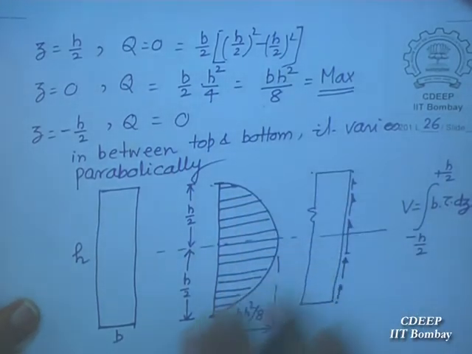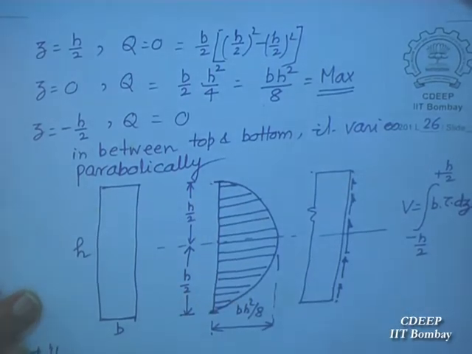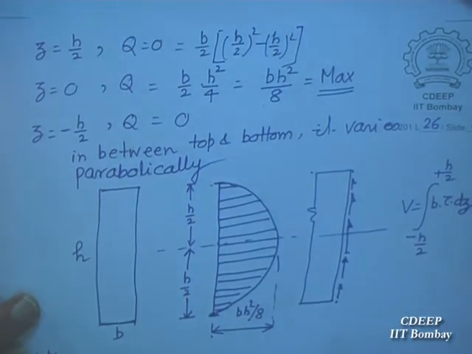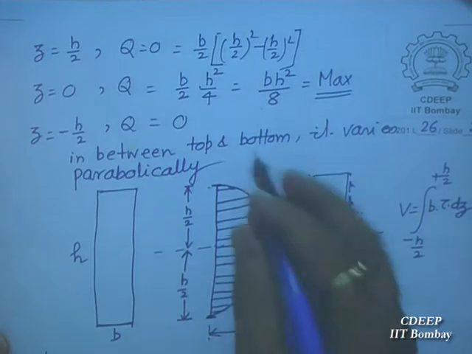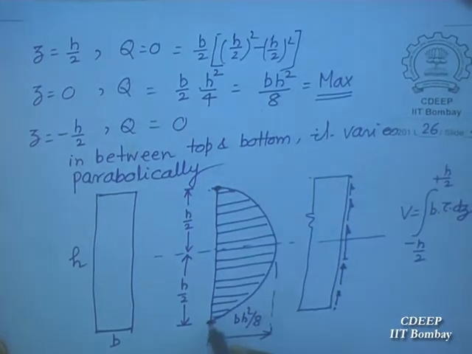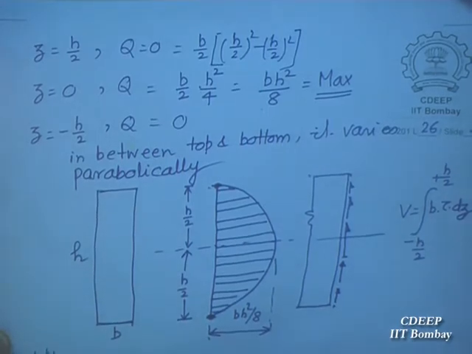But its variation is like this. Shear stress. Now that is a rectangular cross section. Shear stress varies like this. It has to be 0 here because the top and bottom are free surfaces. It cannot be anything other than 0.